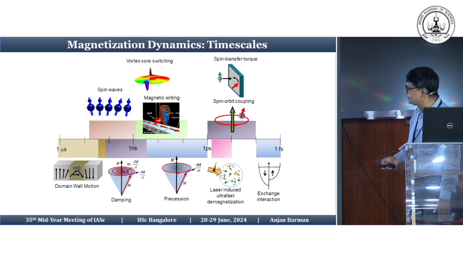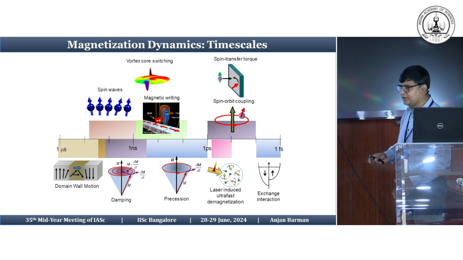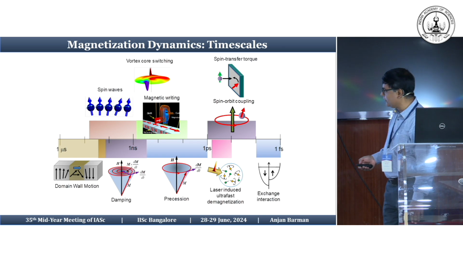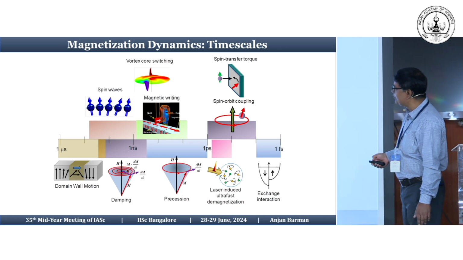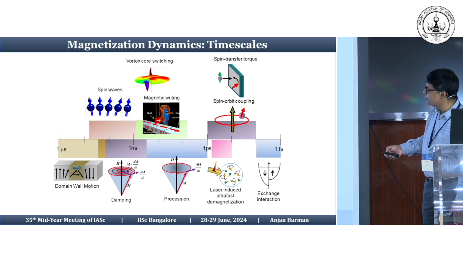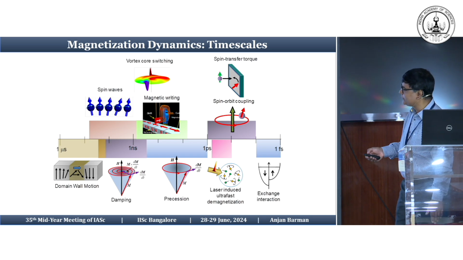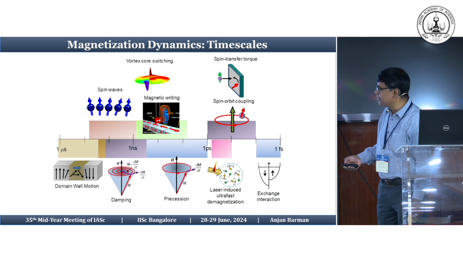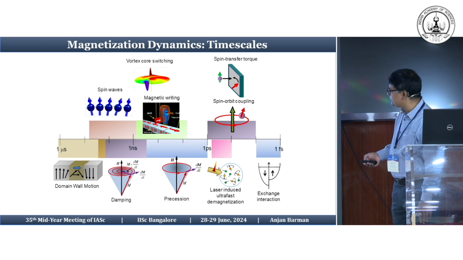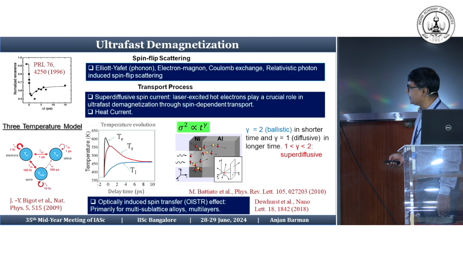And then also the spin transfer torque and spin orbit torque come in the femtosecond time scale. This is followed by the precession of magnetization, which is not the Larmor precession of a single spin, but the precession of the full collective magnetization, followed by its Gilbert damping, and then magnetic writing and vortex core switching fall in this time scale. This is followed by the spin waves, which is the collective dynamics of the spins in the system, and the domain wall motion. So I will talk primarily about the laser induced ultrafast demagnetization and the magnons in this talk today.